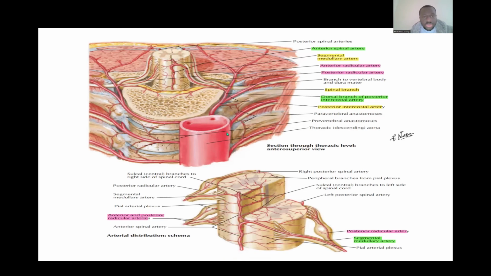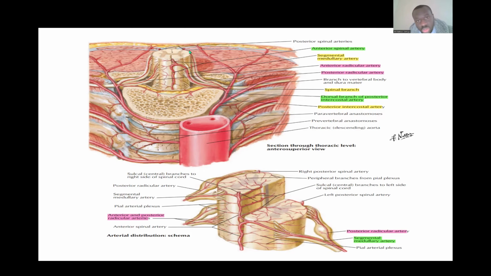This image shows a transverse section, or a cross section, of the spinal cord and demonstrates how some of these smaller arteries supply the substance of the spinal cord. Here we can see our thoracic aorta. If these were at the L1 level, it would be the abdominal aorta. So we can see our descending thoracic aorta. We can see the posterior intercostal artery, and it gives off the dorsal branch. Dorsal means it's going to the back.